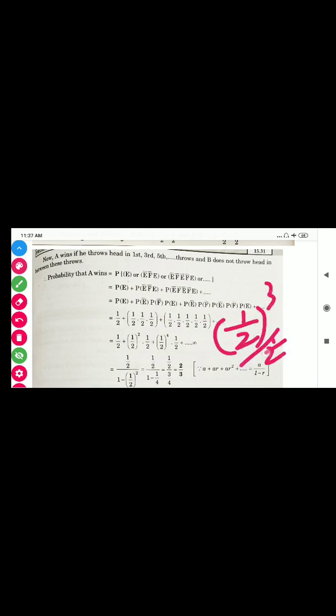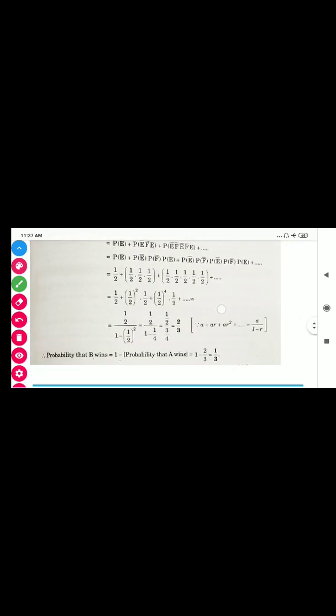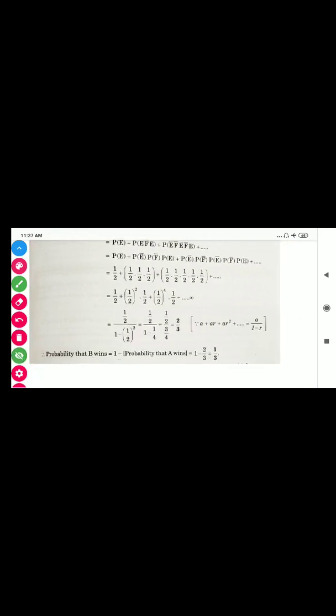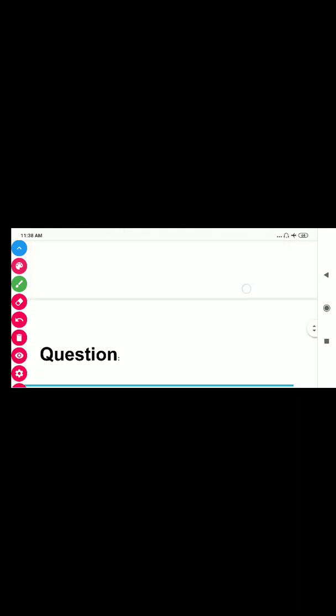In this way we get 1 over 2 whole squared, that is 1 by 4, as the common ratio. And by using the values in A over 1 minus R, we get 2 over 3 as the probability of A winning. In the same way, the probability that B wins means 1 minus the probability of A, that is 1 by 3. Now students, in this way we have completed this important question.